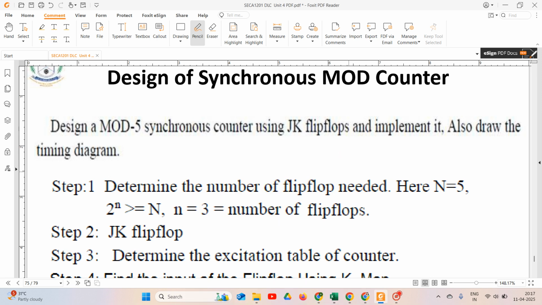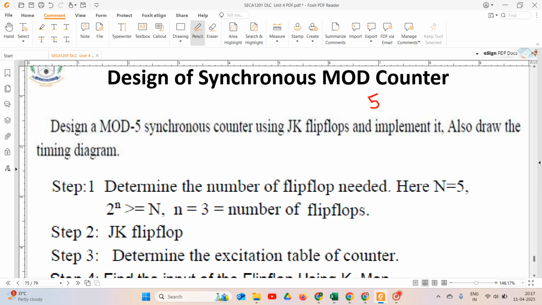Hello students, in this video we are going to discuss how to design a synchronous mod 5 counter. Okay, so mod 5 counter. We have to follow some steps in order to design a mod 5 counter.